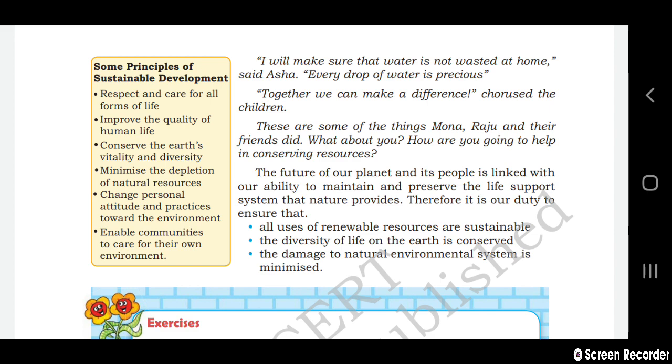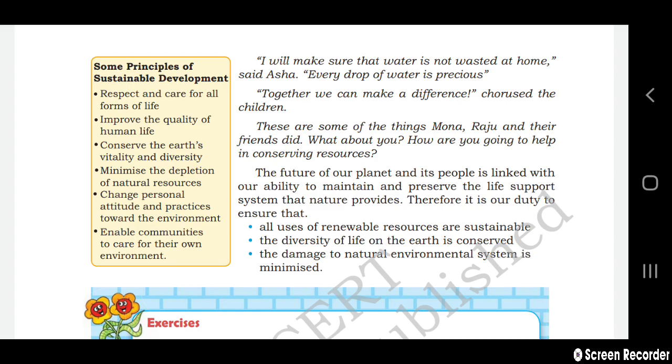The future of our planet and its people is linked with our ability to maintain and preserve the life support system that nature provides us. We have some duties to ensure that all uses of renewable resources are sustainable, the diversity of life on earth is conserved, and the damage to the natural environment system is minimized. There are some principles for sustainable development. They are respect and care for all forms of life.